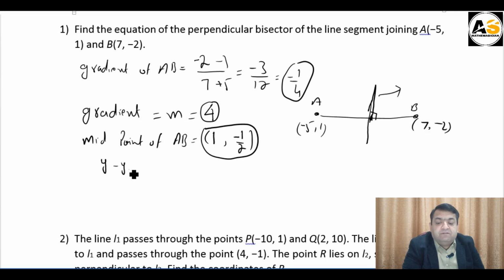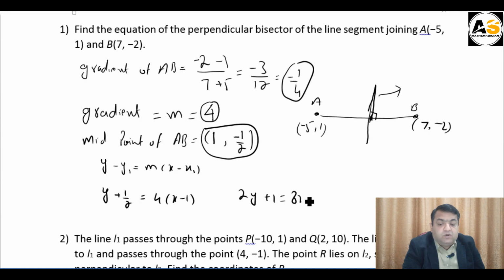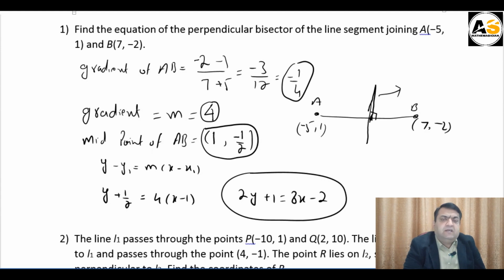Its equation is given by y minus y1 is equal to m into x minus x1. Y minus (minus 1 by 2) is equal to m into x minus 1. You can write it as 2y plus 1 is equal to 8x minus 2. You can simplify it and write it explicitly, but this is fine.